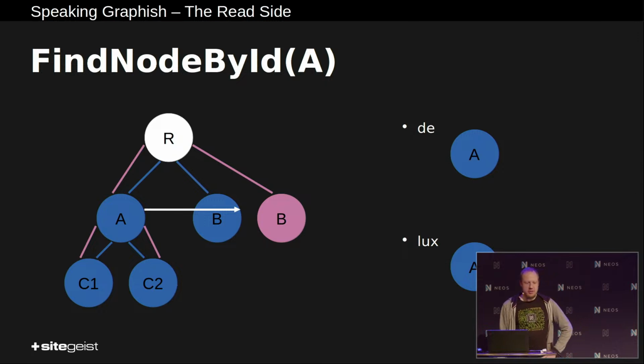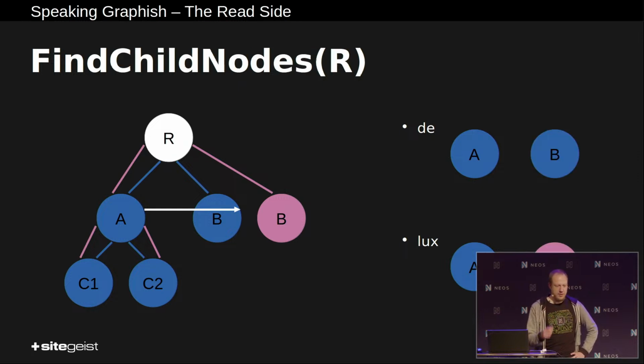Okay, here's what actually happens if you do that. So you have this find node by ID. That's pretty easy, right? So you just get the node with the respective ID in either language, because this German node is also available in the Luxembourgish perspective. Find child nodes will return the child nodes, obviously, A and B for the root node R.